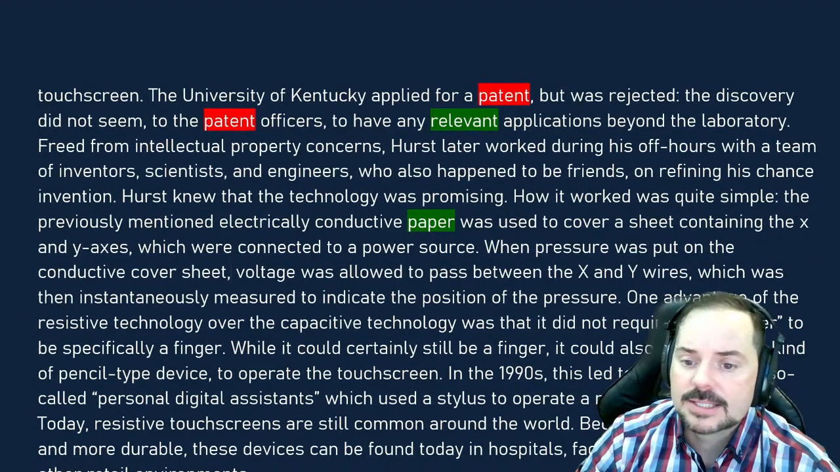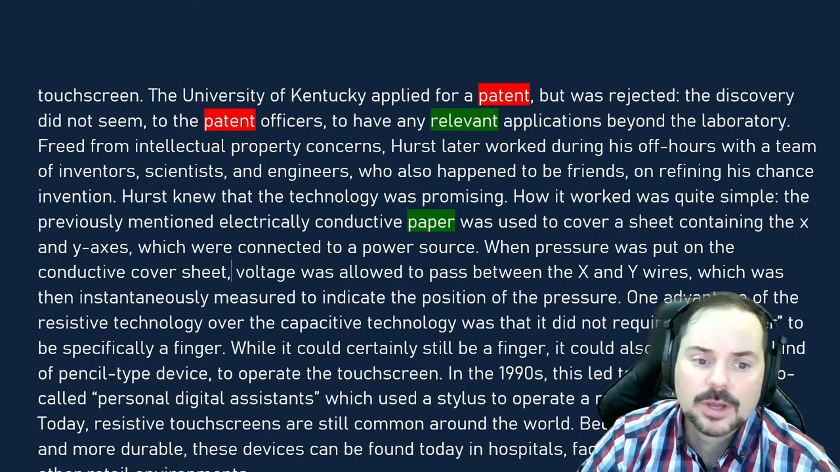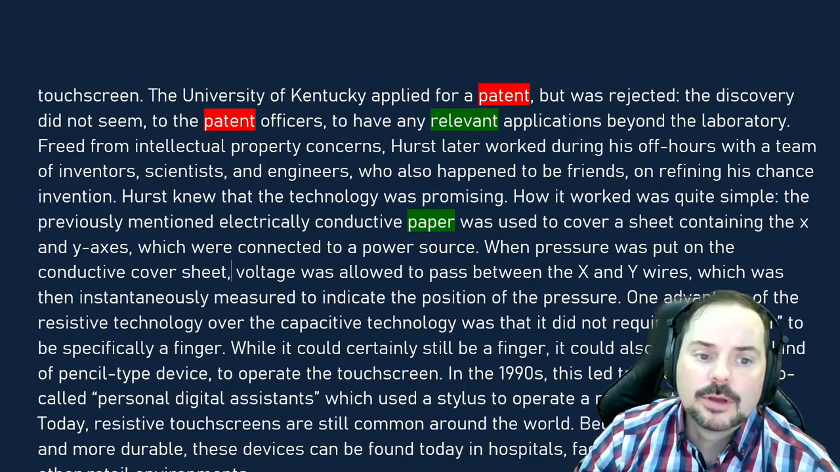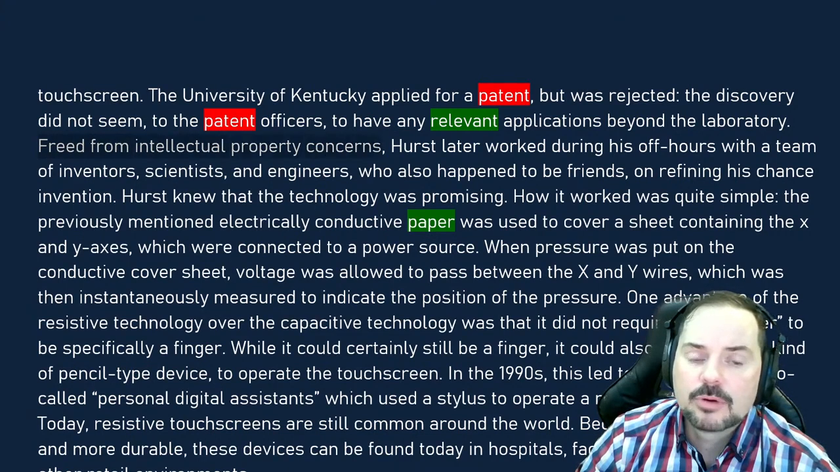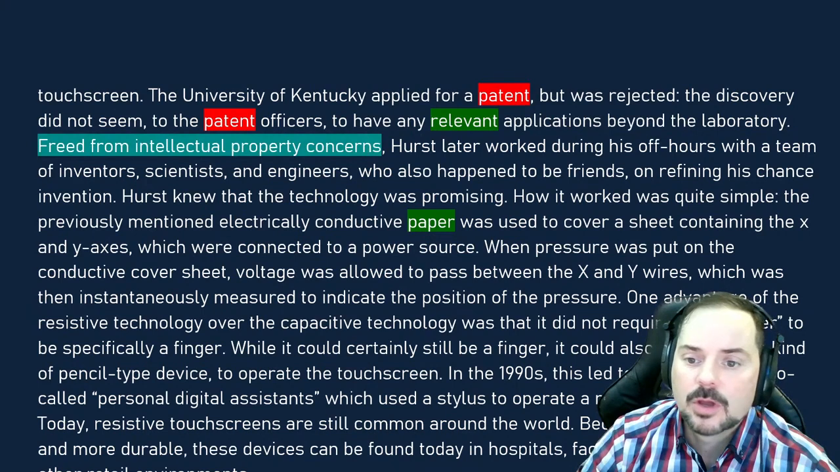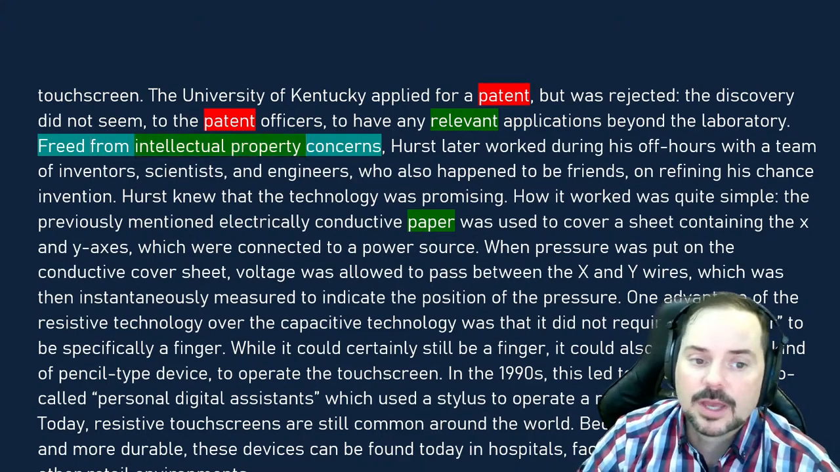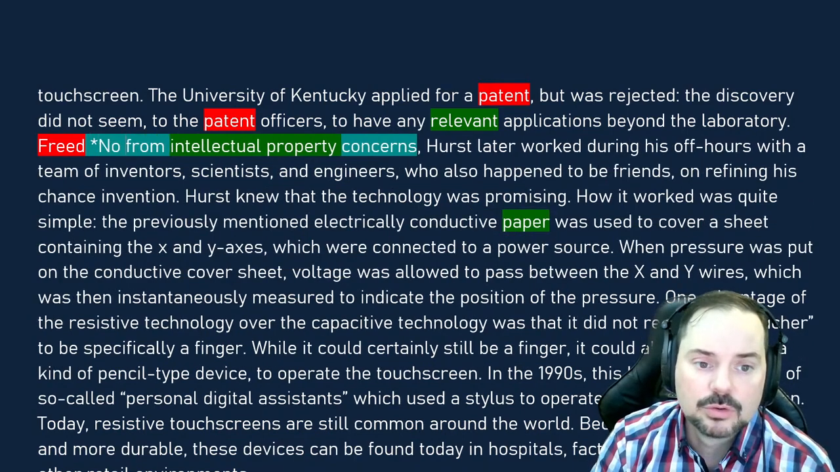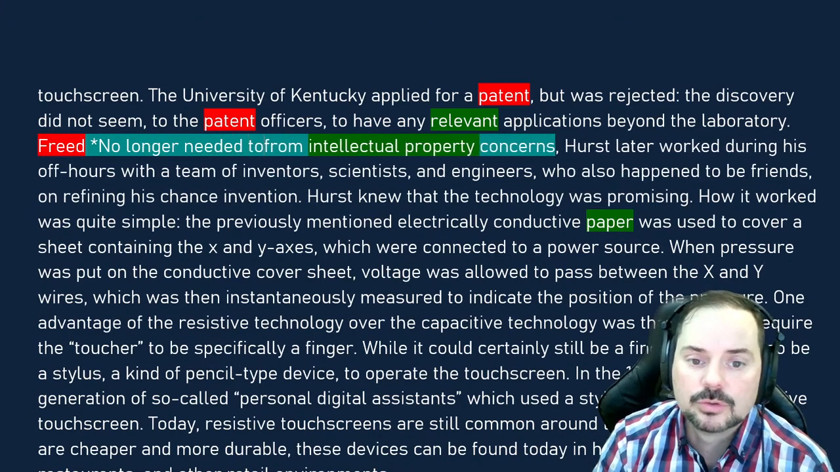So let's take a look. So here we go, freed from intellectual property concerns. Hirst later worked during his off hours. So freed from intellectual property concerns. Correct answer, intellectual property, okay? Freed is the paraphrase of no longer needed to worry.